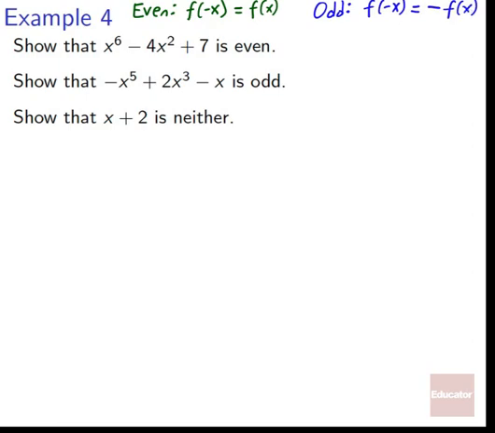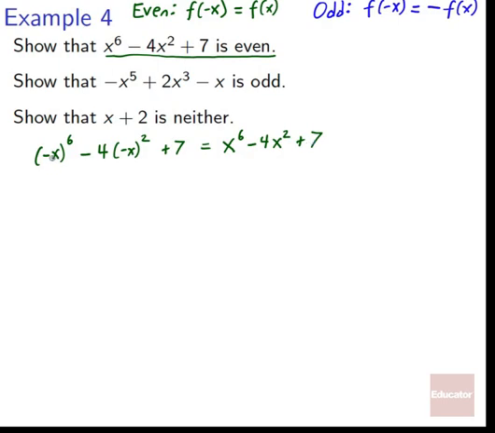All right, first one: show that x to the 6th minus 4x squared plus 7 is even. That was really seeing the expression as if it were a function. So let's show this by showing that if we plug in negative x, it's the same thing as if we plug in positive x. On the left, we'll plug in negative x. So negative x gets plugged in, becomes negative x to the sixth minus 4 times negative x squared plus 7, equals, if we plugged in just plain x, plain x to the sixth minus 4 plain x squared plus 7.